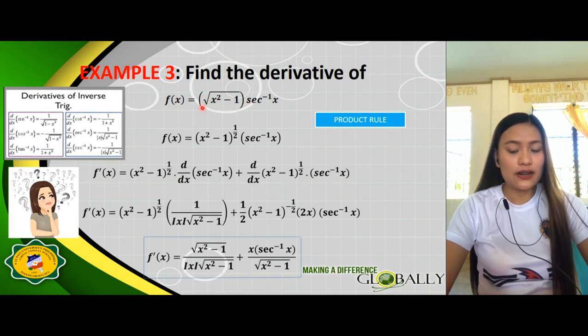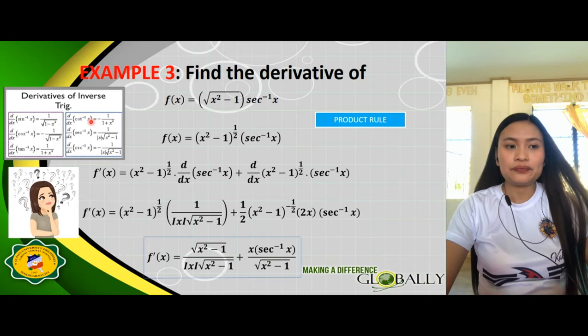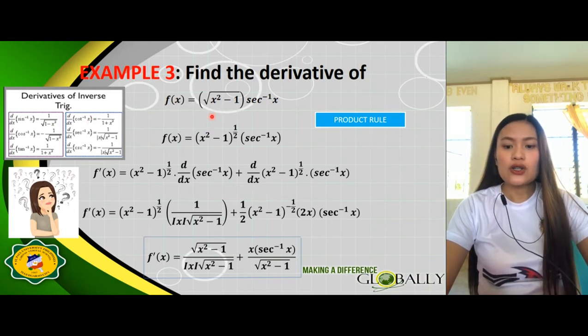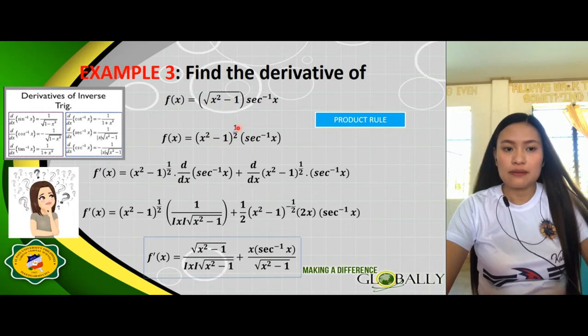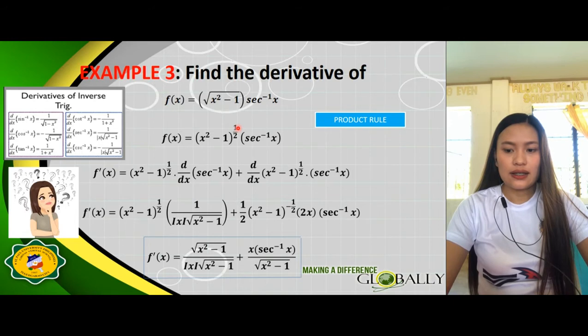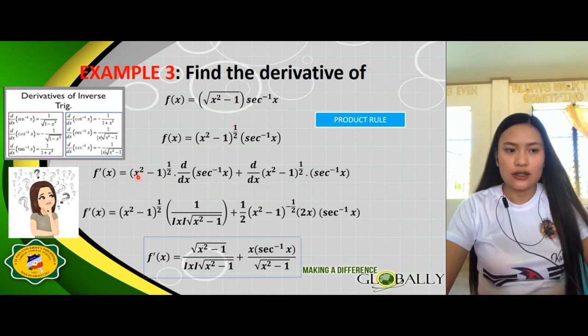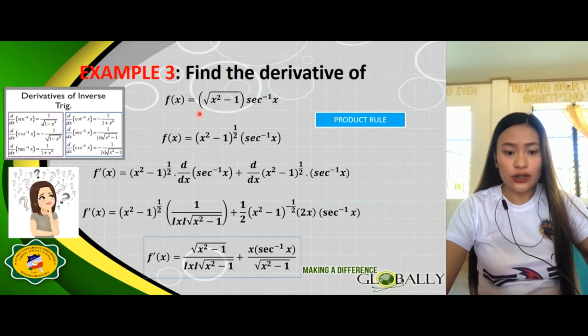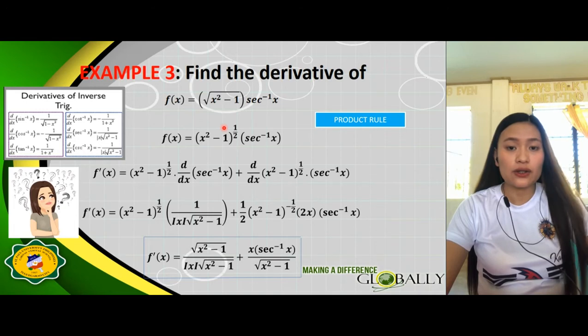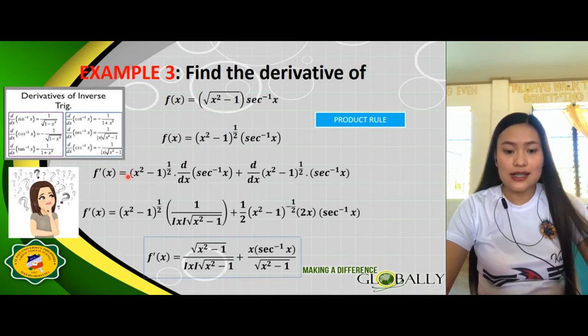Since we are working on secant inverse x, we are also going to use the derivative of the inverse trigonometric function. I change my radical into an exponential function, so I have f of x is equal to x squared minus 1 raised to 1/2 times secant inverse x. Using the product rule, I simplified all the terms so you can see all the steps. So f prime of x is equal to copy f of x times the derivative of g of x plus the derivative of f of x times g of x.